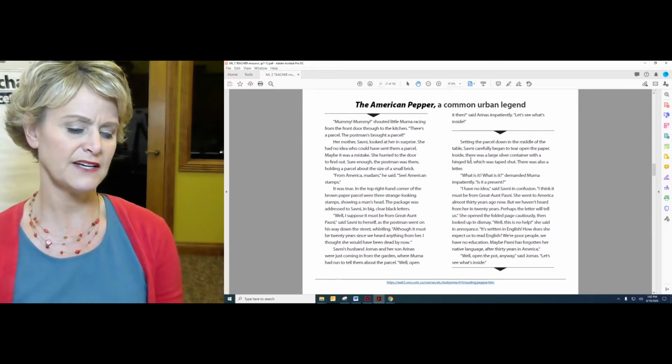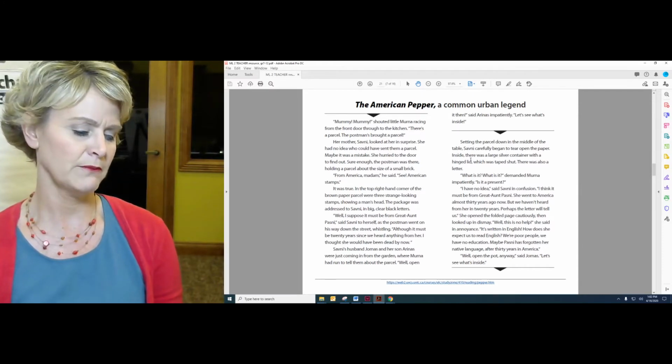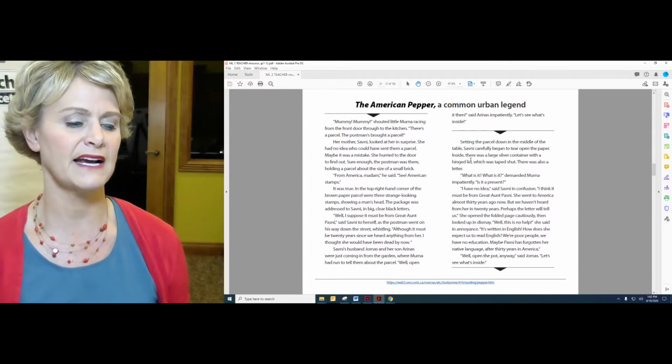Savni's husband, Jornis, and her son, Aranis, were just coming in from the garden where Myrna had to run to them about the parcel. Well, open it up, said Aranis impatiently. Let's see what's inside.